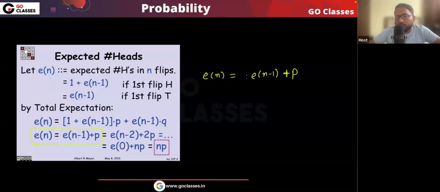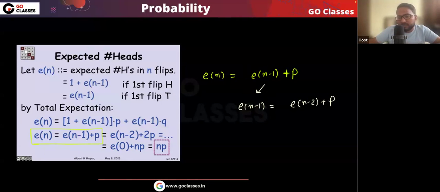So you can solve this recursively. I don't know if you have seen the algorithm lectures or not, but if you have not, then don't worry about it. Basically, what you can do is repeatedly substitute. So what is E_{n-1}? This E_{n-1}, if you put n minus 1, will be E of n minus 2 plus p, right?